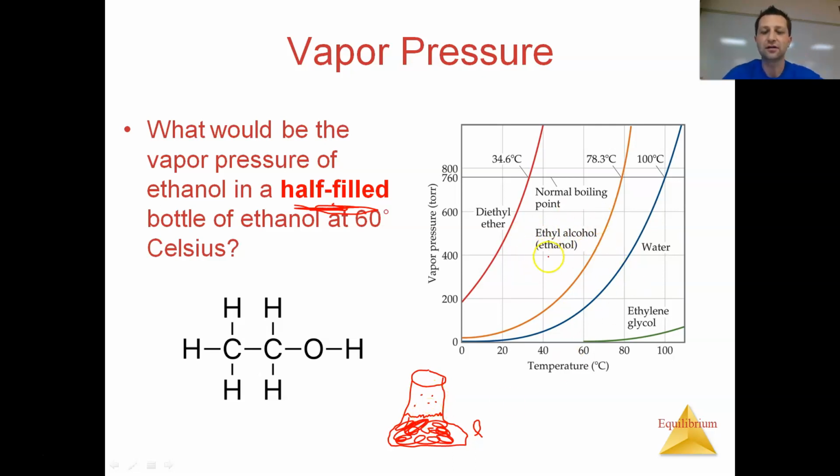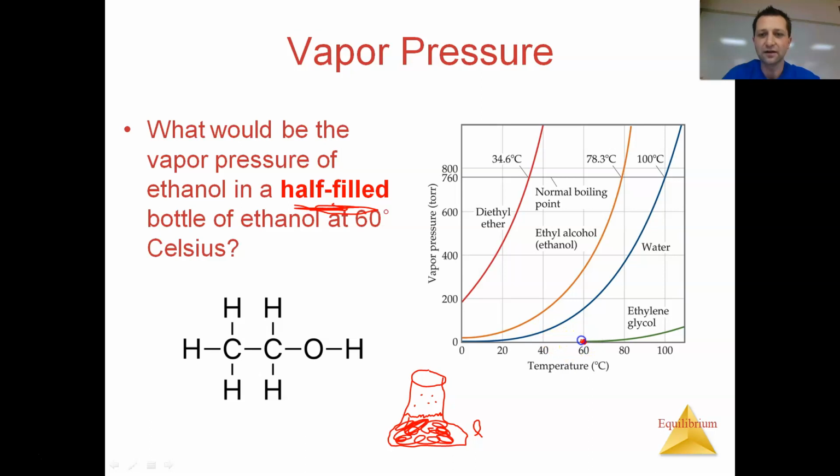This graph gives us the vapor pressures of saturated systems. So we need to make sure that we have some liquid present in order to read this properly. It really doesn't matter if it's half filled or 3/4 filled, or there could be literally one drop of liquid ethanol in that flask. The vapor pressure would be the same, as long as you have some liquid state, and whatever you have in the gas state would be your vapor pressure. So we're at 60 Celsius.